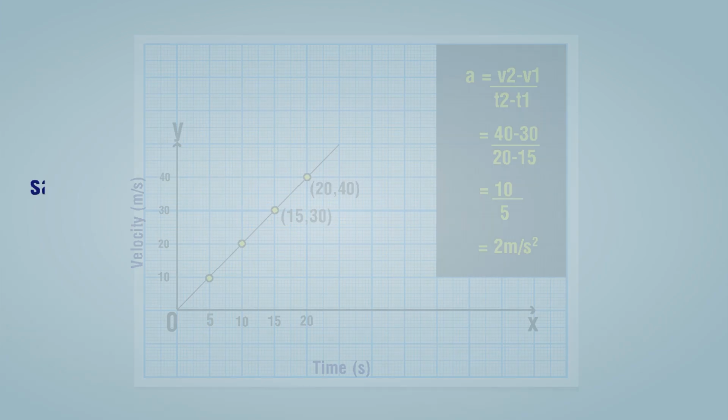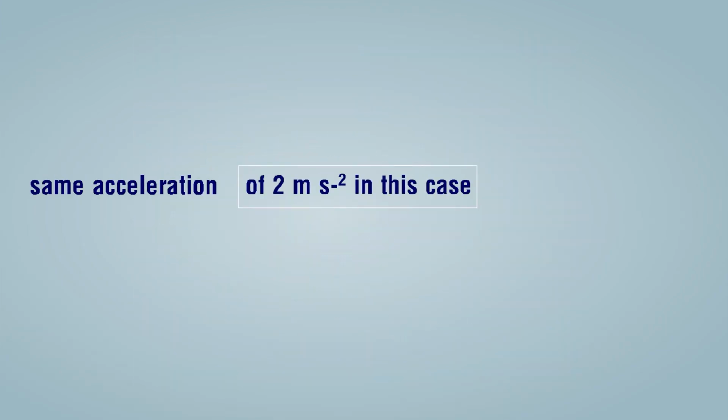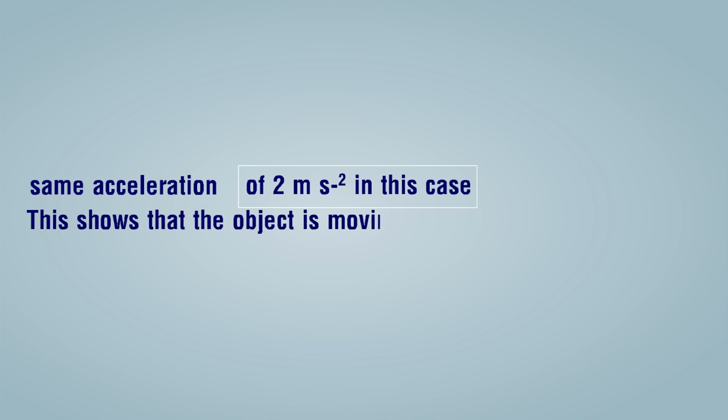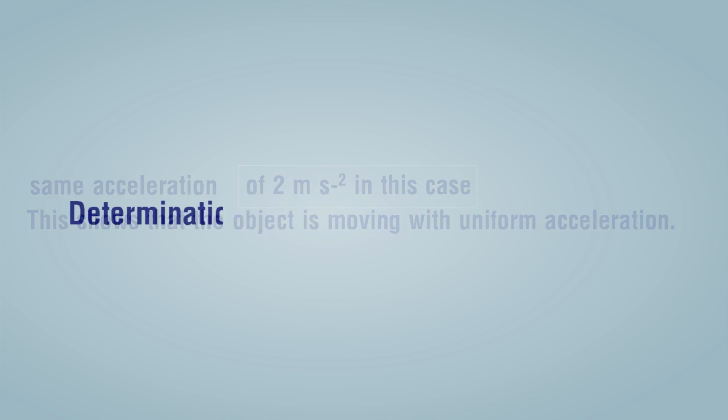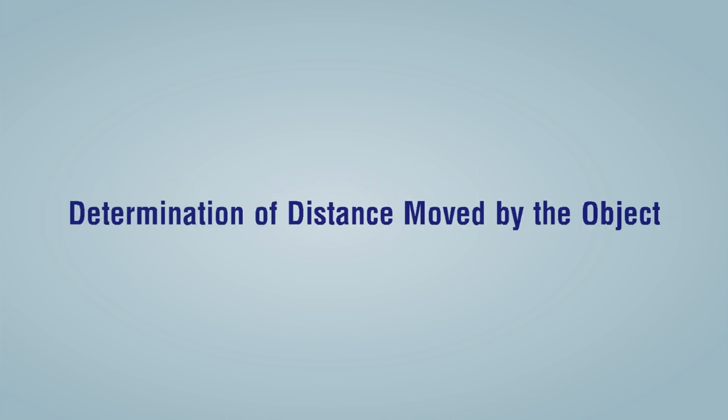Observe that we get the same acceleration. This shows that the object is moving with uniform acceleration. Similarly, determine the acceleration of the car for three more time intervals by choosing different sets of points on the v-t graph.